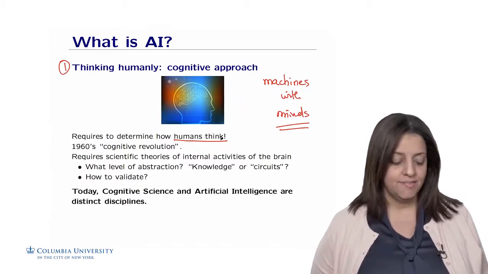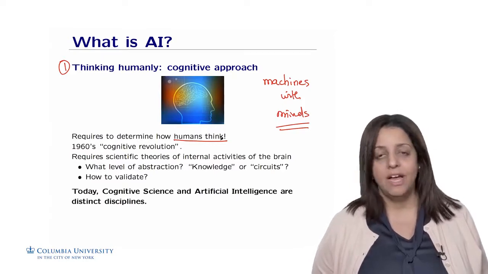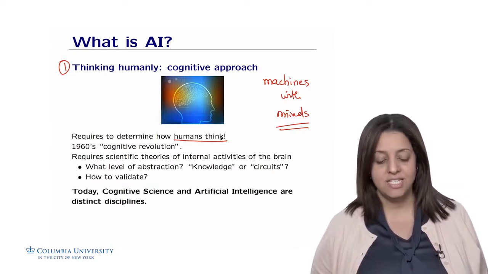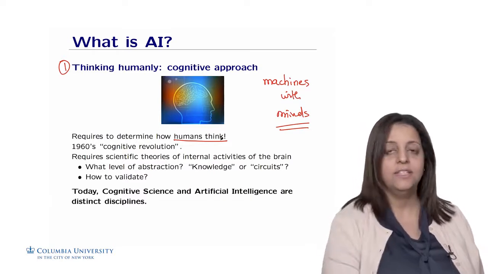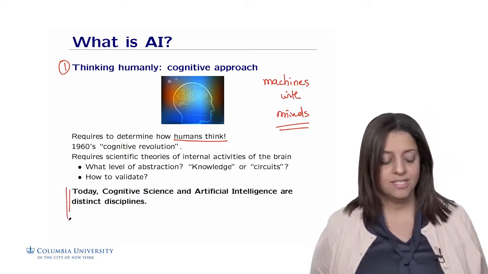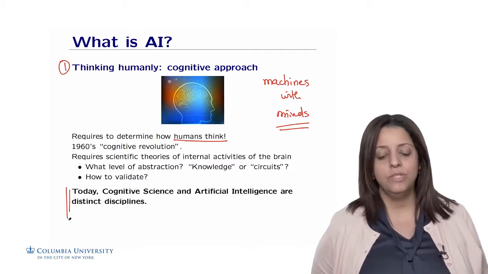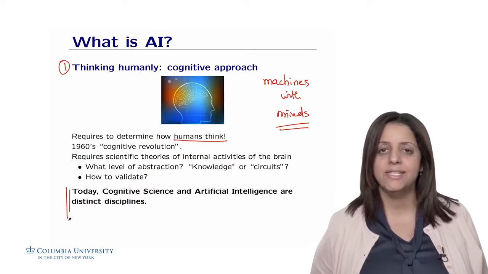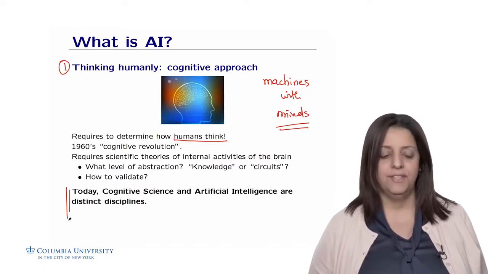It requires scientific theories of internal activities of the brain, to understand at what level of abstraction, and to answer questions like: is it knowledge or circuits, and how to validate the knowledge. Today, cognitive science and artificial intelligence are distinct disciplines. We don't want to have machines with minds, but we want to understand how brains function. This is part of the cognitive science field.